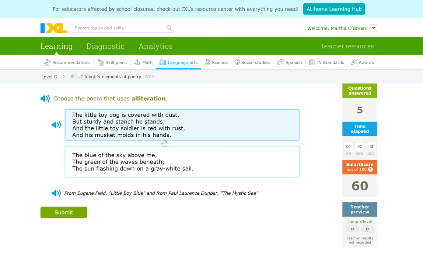I already know this is the answer because just reading it, I noticed sturdy, staunch, and stands. I also noticed there was red, rust, and musket molds. There's a lot of sounds that repeated.